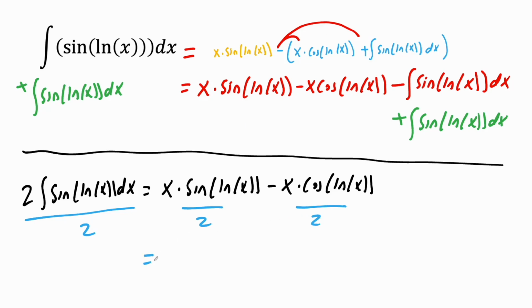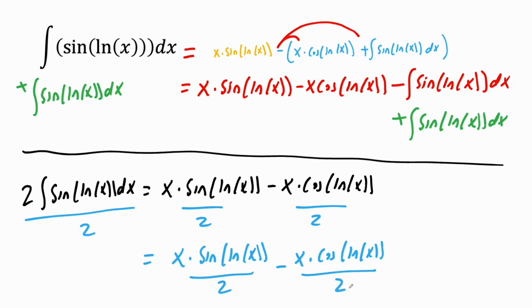And so what we're going to get is this. x times sine(ln(x)), close it, divided by 2, minus x times cosine(ln(x)), close it, divided by 2. And then don't forget the plus c. And this right here is your final answer, and that's all we need to do for this problem.